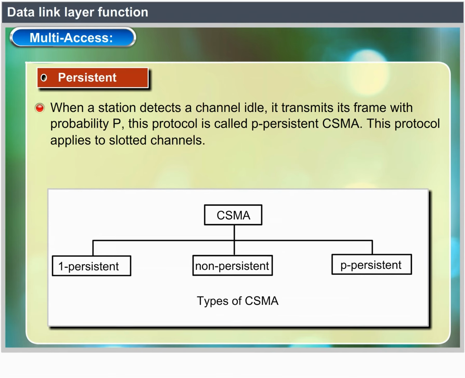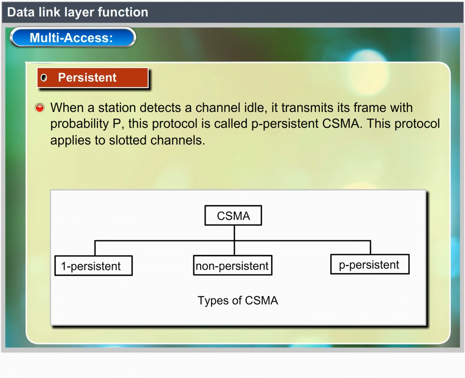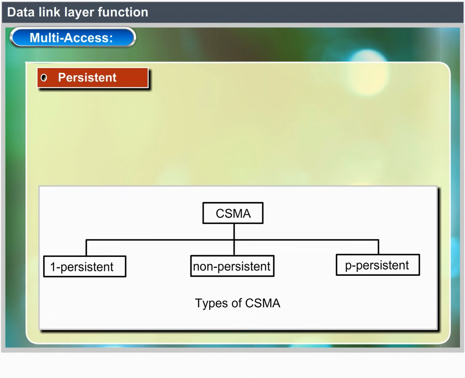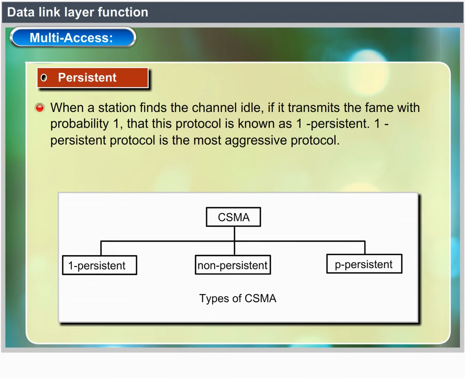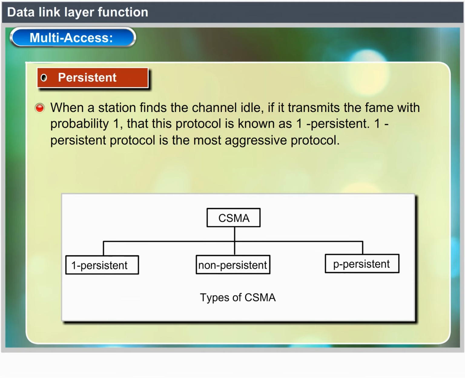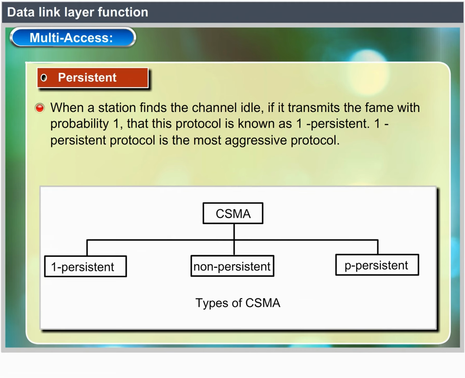This protocol is called p-persistent CSMA. The protocol applies to slotted channels when a station finds the channel idle. If it transmits the frame with probability 1, then this protocol is known as 1-persistent. The 1-persistent protocol is the most aggressive protocol.